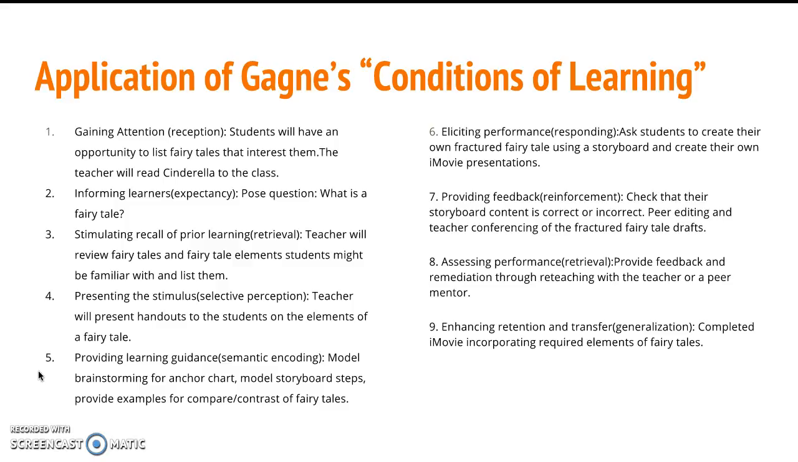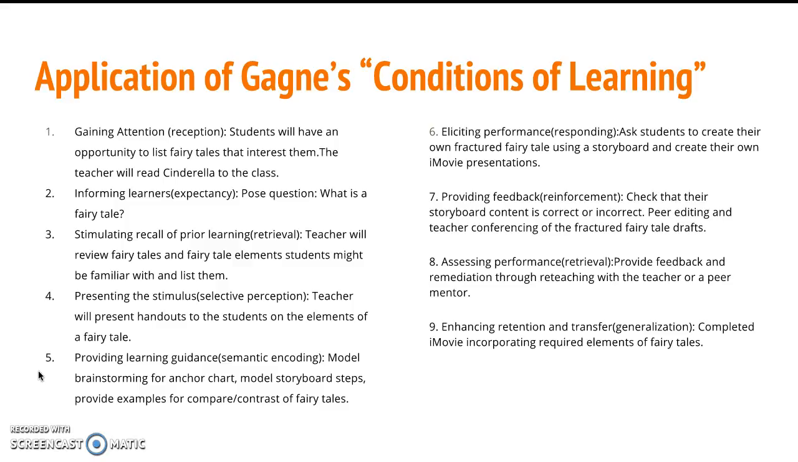Number 3, stimulating recall of prior learning, retrieval. Teacher will review fairy tales and fairy tale elements students might be familiar with and list them together as a class. Number 4, presenting the stimulus, selective perception. Teacher will present handouts to the students on the elements of a fairy tale that they should focus on. Number 5, providing learning guidance, semantic encoding. Model brainstorming for anchor chart, model storyboard steps, provide examples for compare and contrast of fairy tales.